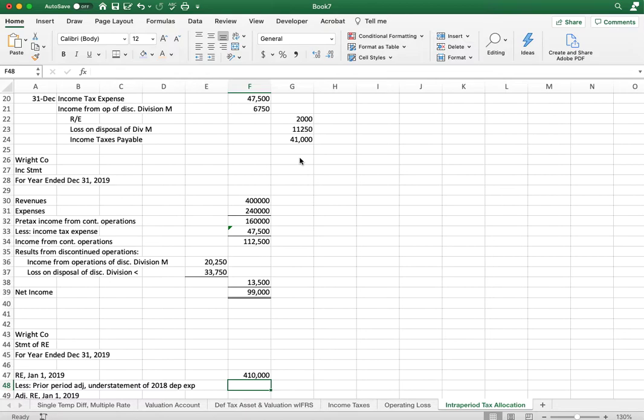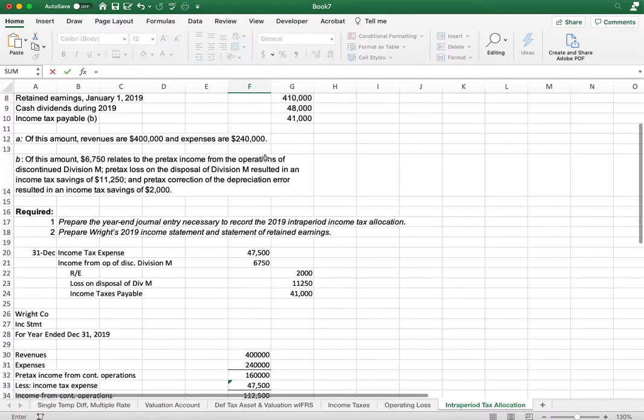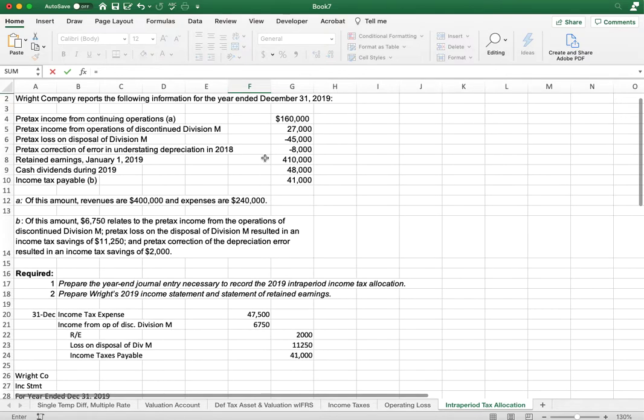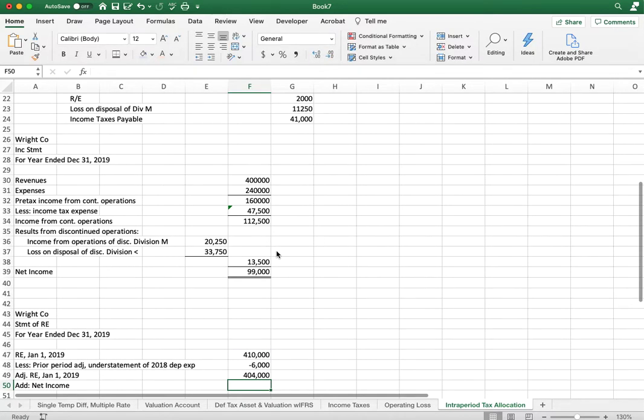Then we have our adjustment for the prior period understatement of depreciation expense. And so we have this 8,000, and then we already did the tax adjustment of 2,000. So we'll add those together, because this is negative 8,000 and this is a positive 2,000, which is why we're adding together, for negative 6,000, which gives us an adjusted retained earnings balance of 404,000.